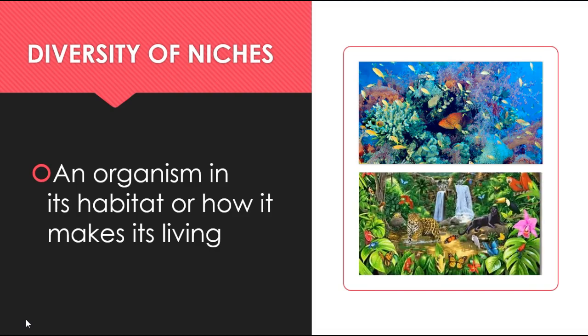And 2 of the most biodiverse ecosystems on the planet are the coral reef system and the tropical rainforest. And one of the reasons they're able to have so much biodiversity is because of how many different niches there are within that environment.